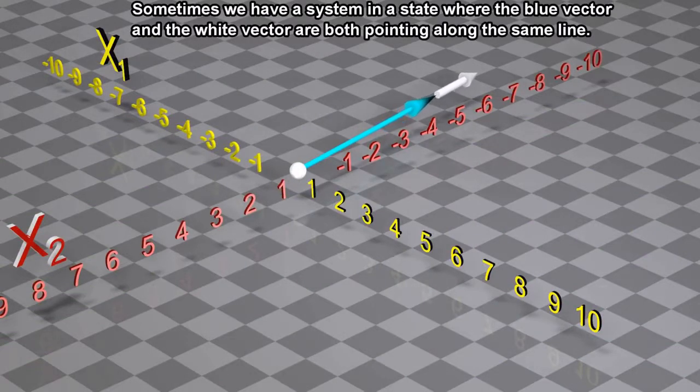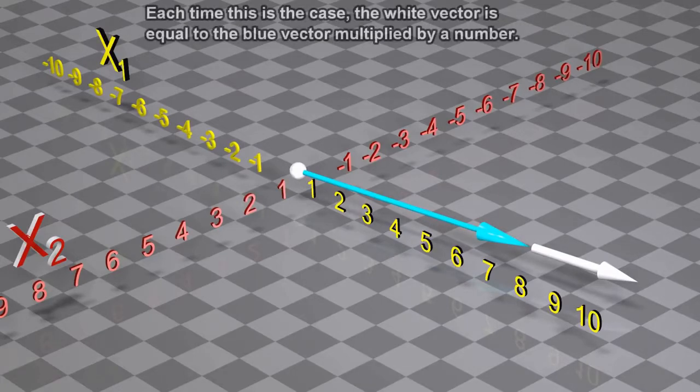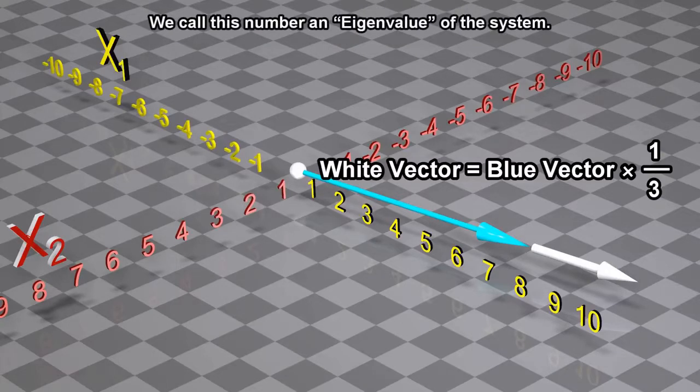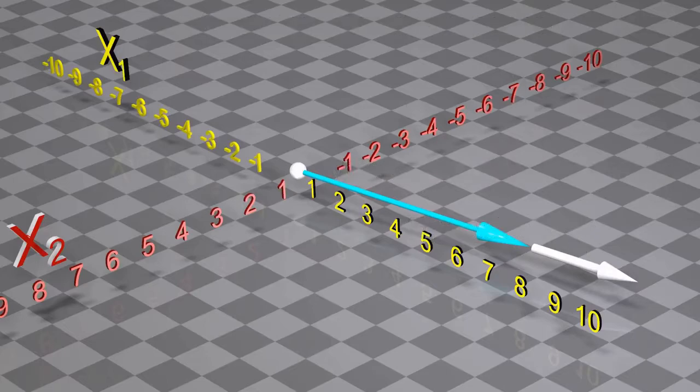Suppose we have a system in a state where the blue vector and the white vector are both pointing along the same line. Each time this is the case, the white vector is equal to the blue vector multiplied by a number. We call this number an eigenvalue of the system. In this example, both eigenvalues are positive real numbers.